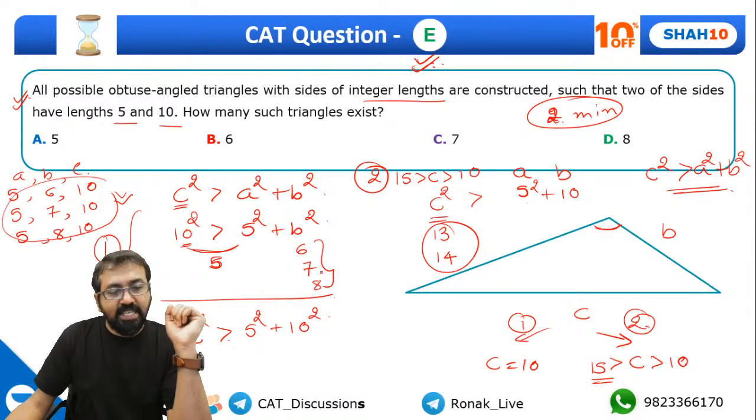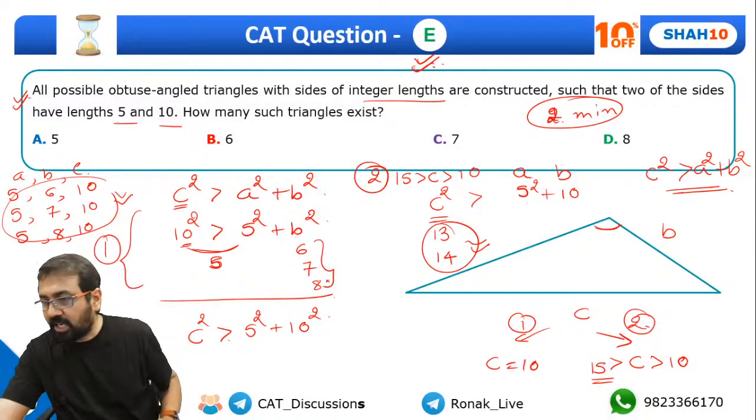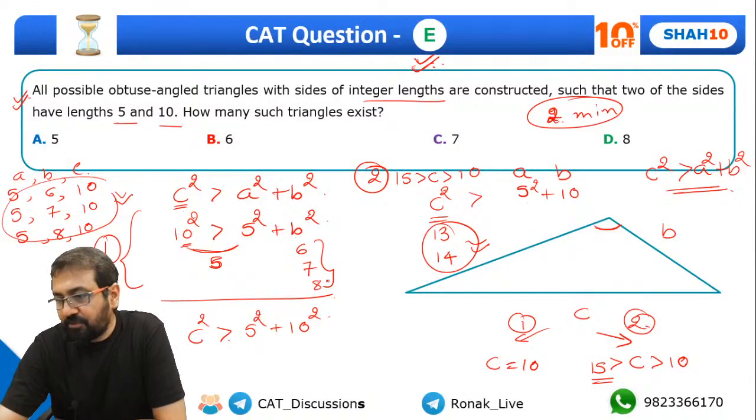So these are three cases. Are we missing something over here? Because there should be one more possibility. There are two values and these are three values. Yeah, Punit is saying 10, 12, 10, 5, 13, 14.